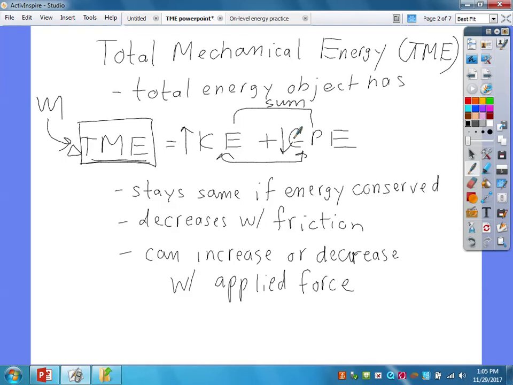And you can either increase or decrease the total mechanical energy with an applied force. Again, the simple example would be if you think of me just pushing a chair to the back of the room, it starts at rest, I start pushing it, I'm giving the chair some energy. I'm increasing the energy of the chair. Vice versa, if I'm moving the chair to the back of the room and somebody comes from the other side and pushes the chair in the opposite direction, then obviously it'll slow down. So with this last one, it's like, is the object speeding up or slowing down?